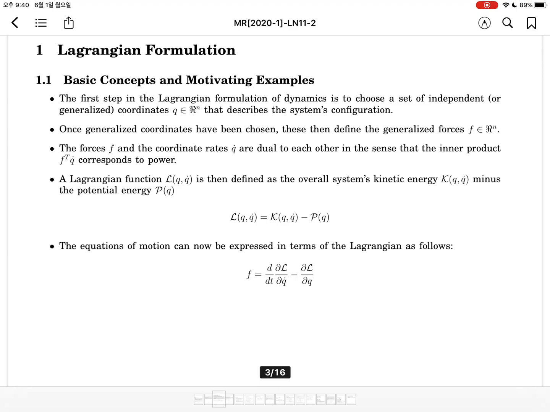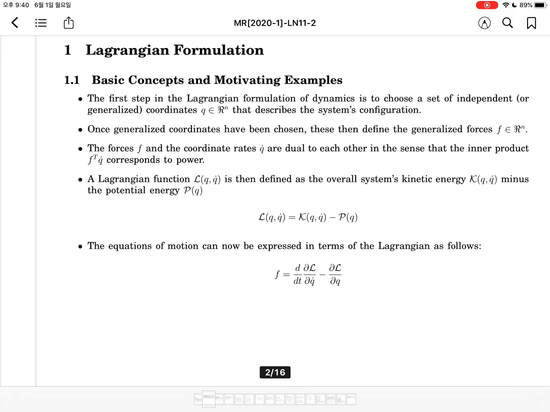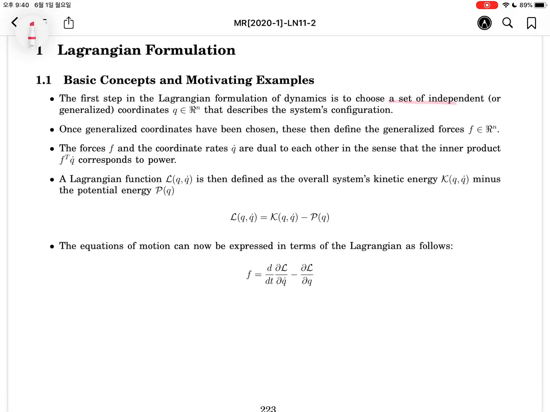Section 8.1, Lagrangian. First, we will introduce the basic concept, and then we will show a motivating example. The first step in the Lagrangian formulation is to choose a set of independent generalized coordinates q. The generalized coordinates can be used to describe the system configuration.